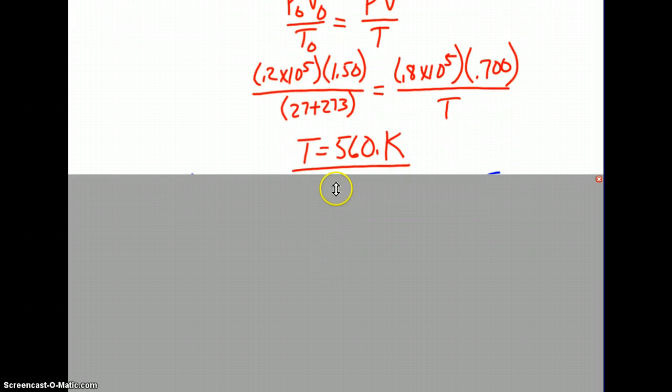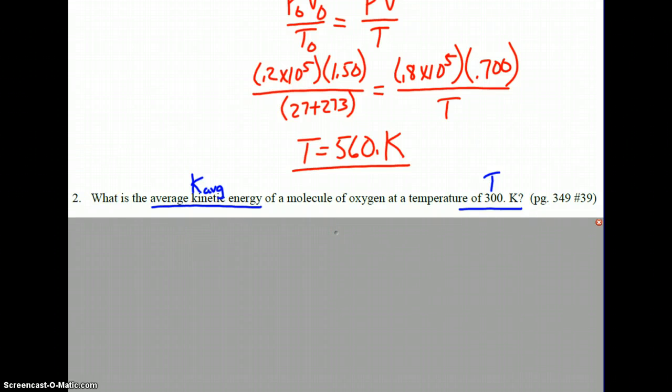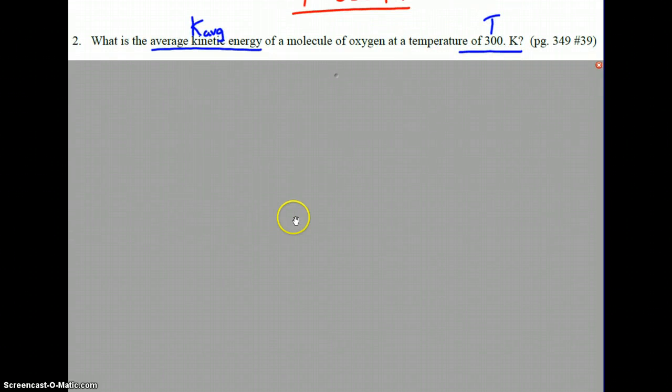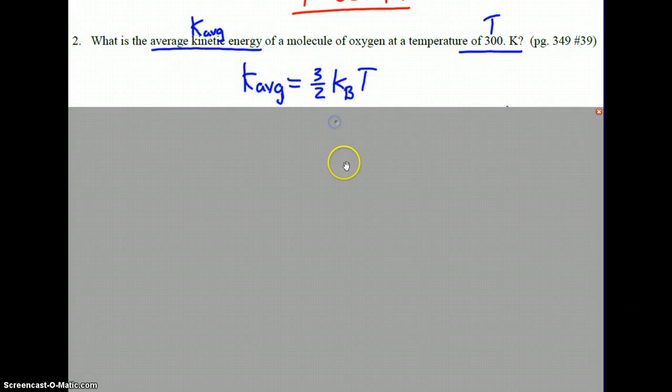All right, on to number 2. What is the average kinetic energy, K average, of a molecule of oxygen at a temperature of 300 Kelvin? We go to the reference table for help on this one, and we understand that these two are directly proportional. Temperature is a measure of the average kinetic energy of molecules, but we go to the reference table to find the equation that relates the two, and it's K average equals 3 halves kBT, where kB is Boltzmann's constant.